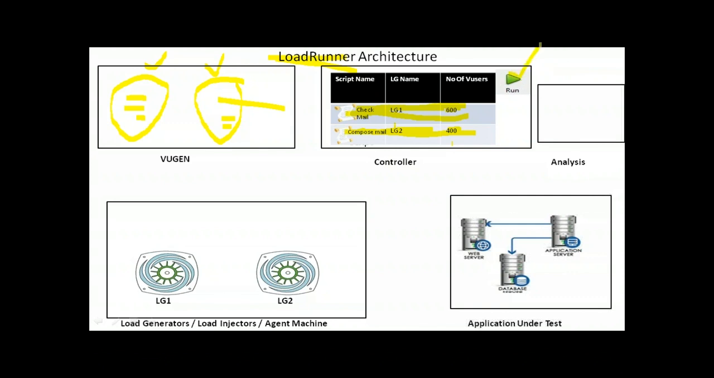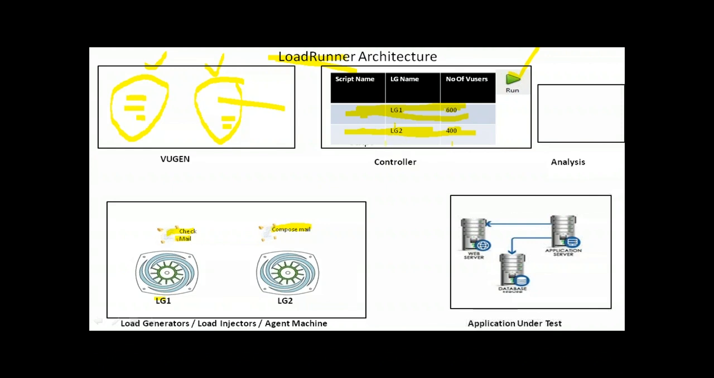So now we are ready to hit the run button. As soon as you hit the run button, see what is happening. The check mail script will be downloaded onto this LG1 machine. Why? Because you said so. And the compose mail script is downloaded onto this LG2 machine. Why? Because you said so.